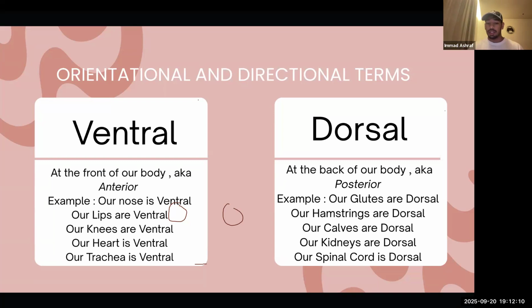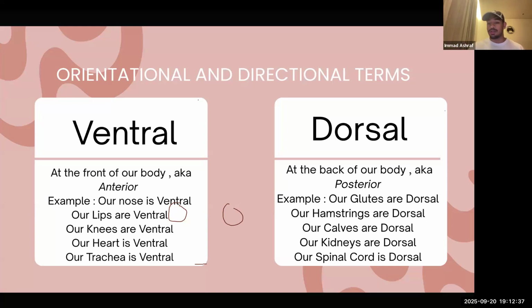In the anatomical position, this part of your body is the front, and then your back is the back, right? So our nose is ventral, our lips, our knees are ventral, our heart is ventral, our trachea is ventral. So basically, it's not only things that are at the surface of your body, not only things that you can see. Your heart, you can't see it, but according to anatomy, it's ventral. It's just under the surface, below the rib cage. Our trachea is ventral too.